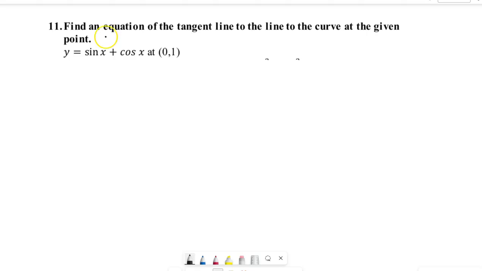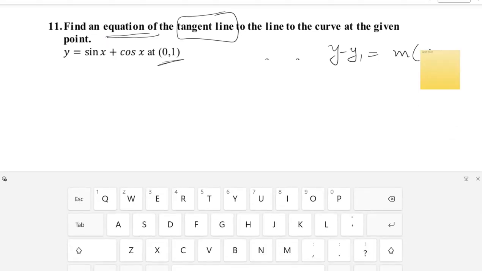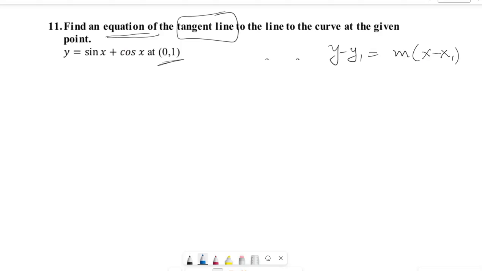Here this question is asking you to find the equation of the tangent line at this point. For any line, the equation is y minus y1 equal to m times x minus x1. For finding any line, you need a point. In this case, that's given. So x1 is 0 and y1 is 0. And you need slope. In this case, the slope of the tangent line is the derivative. That's why we need to find the derivative of the function.